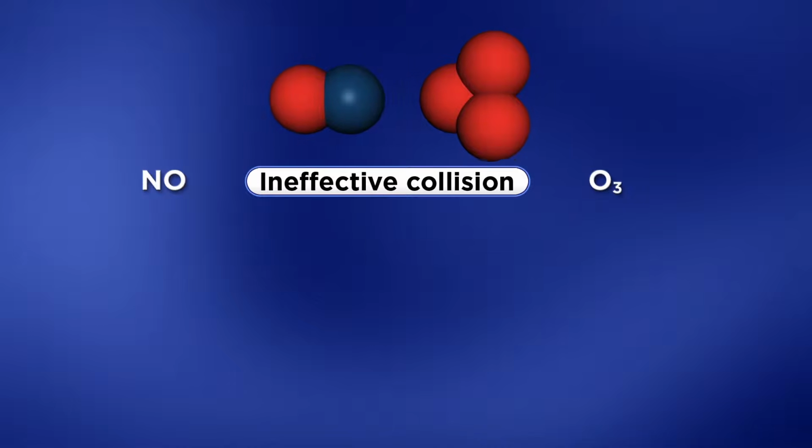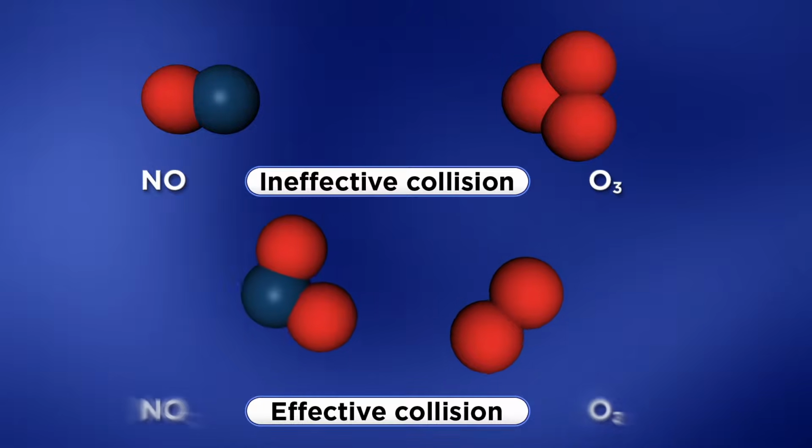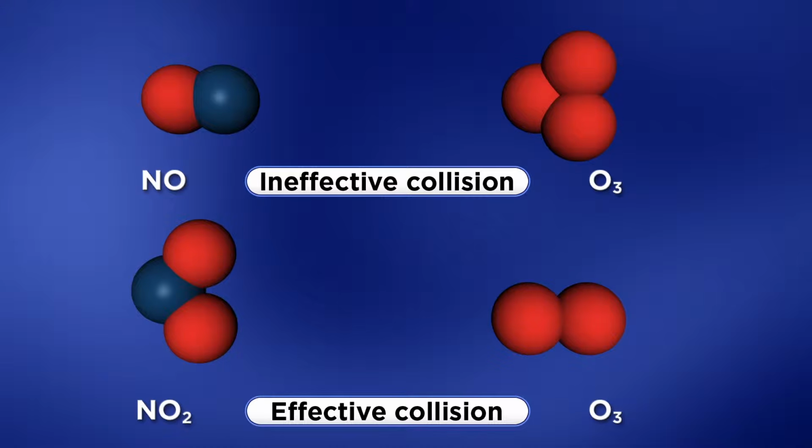We call collisions that result in a successful reaction effective collisions. Here you see examples of ineffective and effective collisions. In an ineffective collision, there's not enough energy, and the reactants are not properly oriented to each other, so there's no change to the reactants.